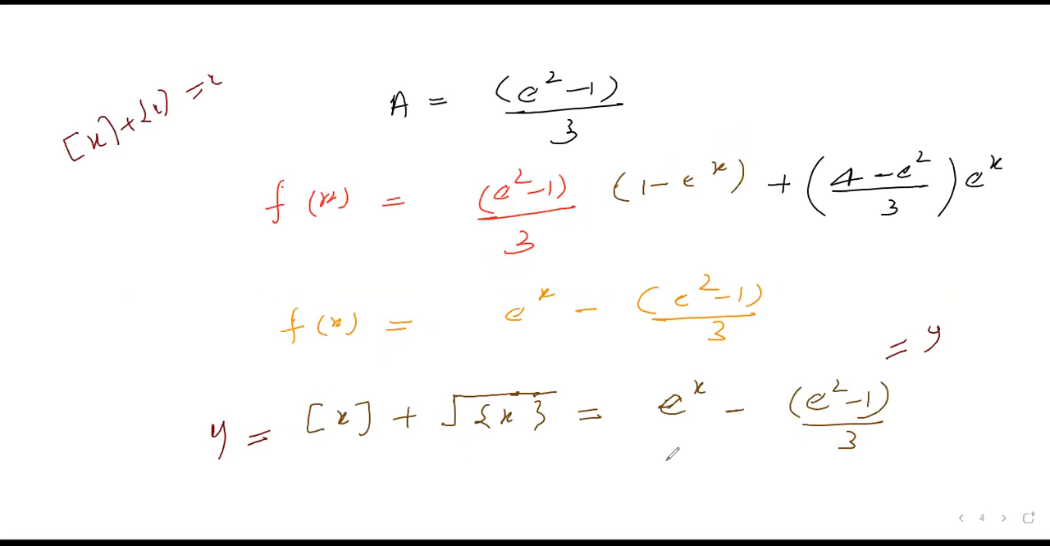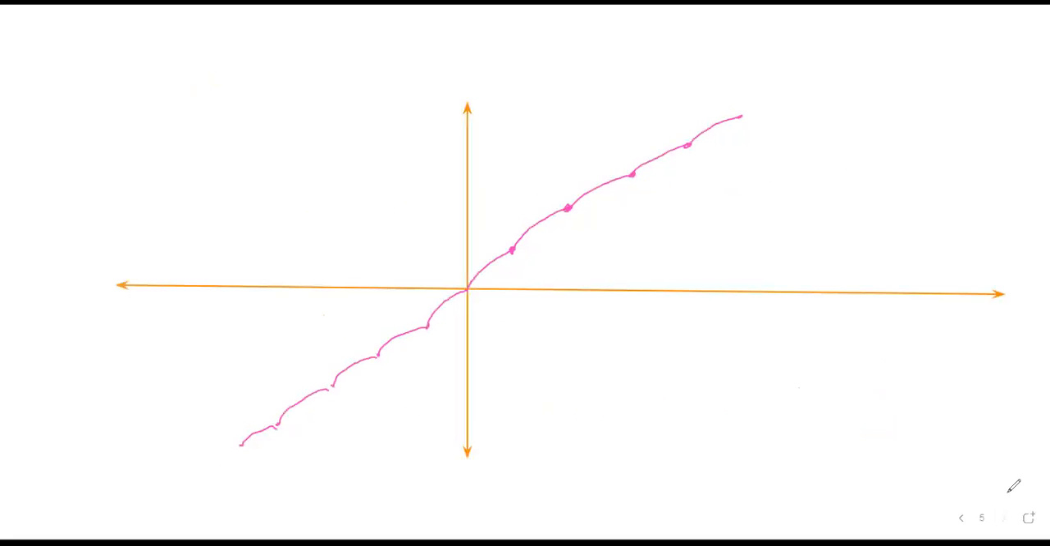Now you have to draw the graph of the right hand side. So basically you have to draw e raised to the power x. Then further you have to shift that graph vertically downward by (e square minus 1) by 3 unit, right? So this graph looks like this. So now you can see there are exactly 2 points of intersection, right? So the number of solutions will be 2. So for now, this is final. Okay, thank you. Bye bye.